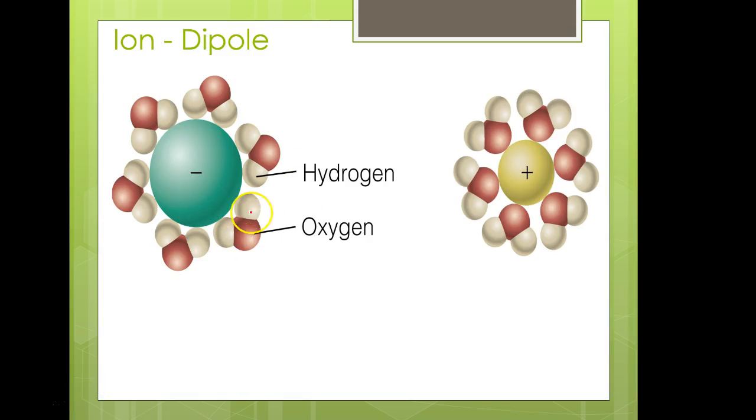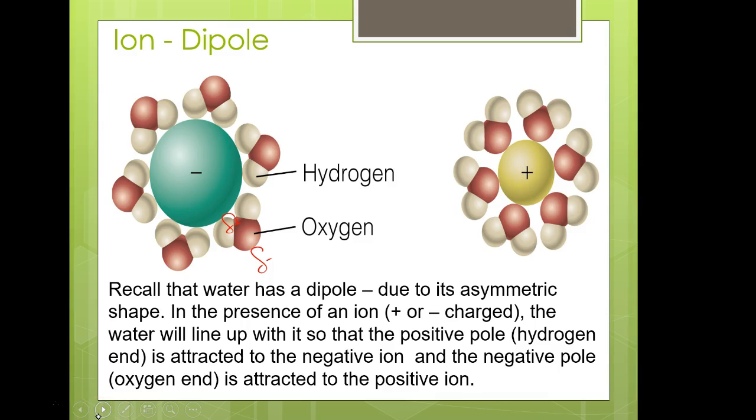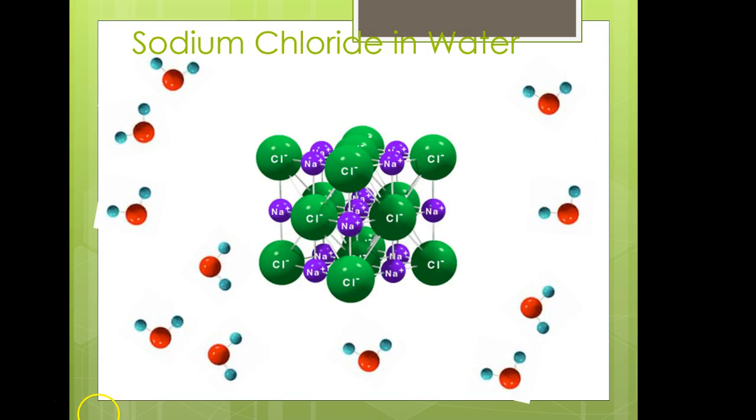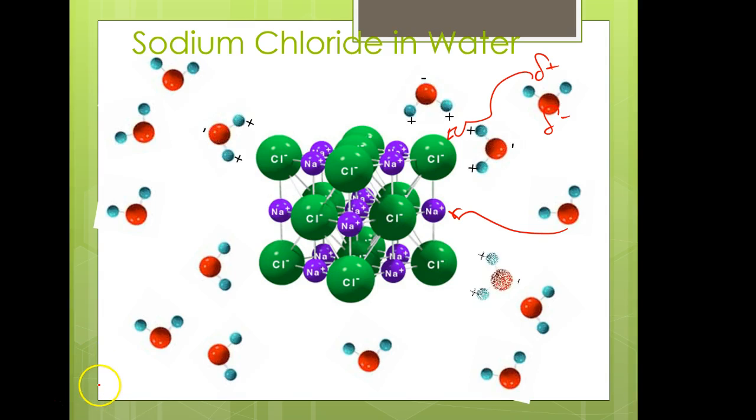This is what it looks like. Remember, water is negative here, positive on this end. It's attracted to the negative, attracted to the positive. That's an ion dipole force. So water lines up and it's attracted. Here's my sodium chloride, and here are my little water molecules, my little negatives and my little positives. They come along, a little positive is attracted here, and the little negative is attracted here. They literally pull off an atom at a time when they line up.